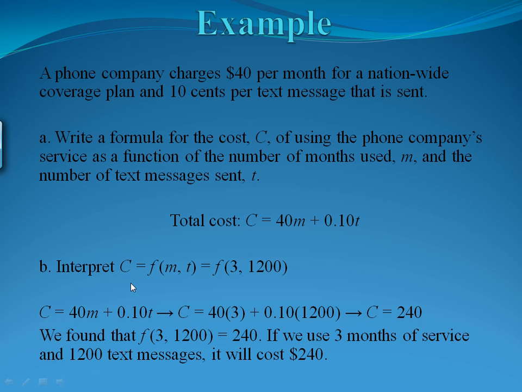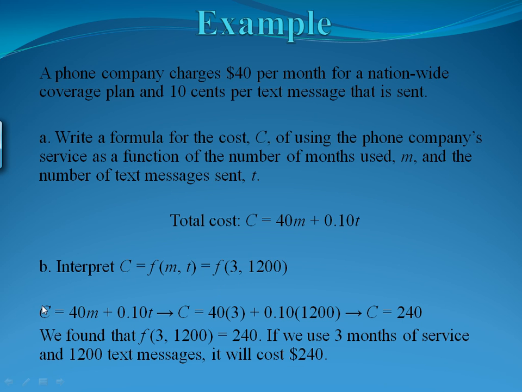Part B. Interpret C equals F of M, T equals F of 3, 1200. So we want to calculate this both numerically and verbally to talk about what it represents. So first we can do a direct calculation by plugging in our numbers. What's going to be important here is order. Notice that our function is defined by months, comma, text messages, M, comma, T. That means the 3 gets plugged in for M and the 1200 gets plugged in for T.